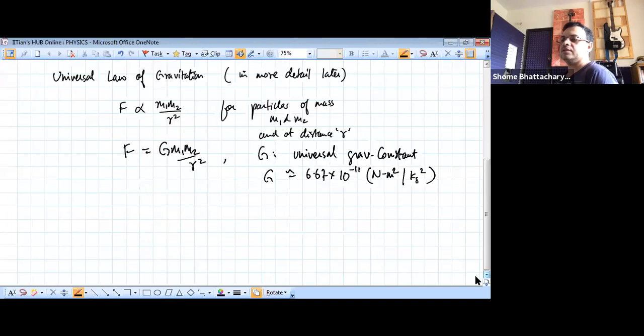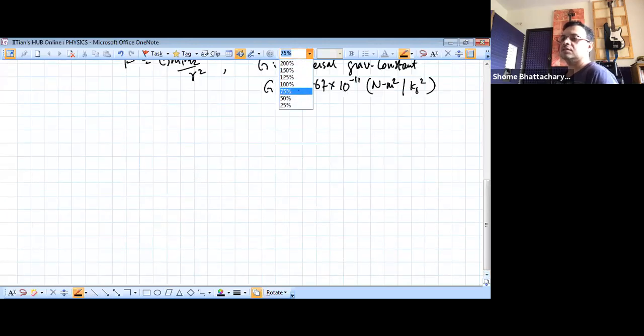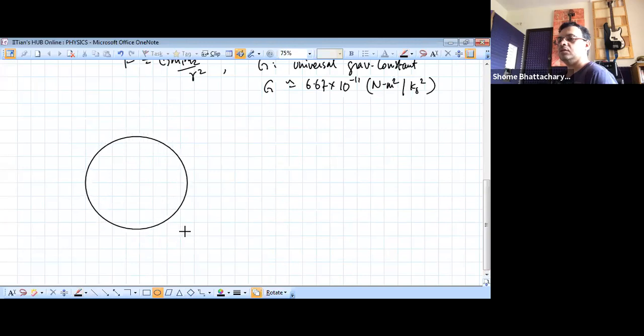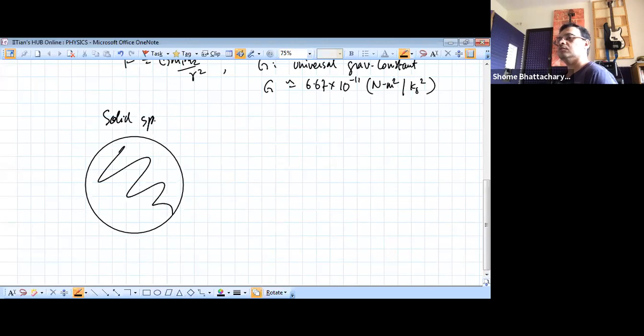Now, an extension of this concept is that, for example, if we have a spherical body, like the Earth is typically a sphere, so we have a solid sphere of mass capital M, radius R, and you have a particle also of mass, small m, let's say, and the center to center distance, suppose small r.